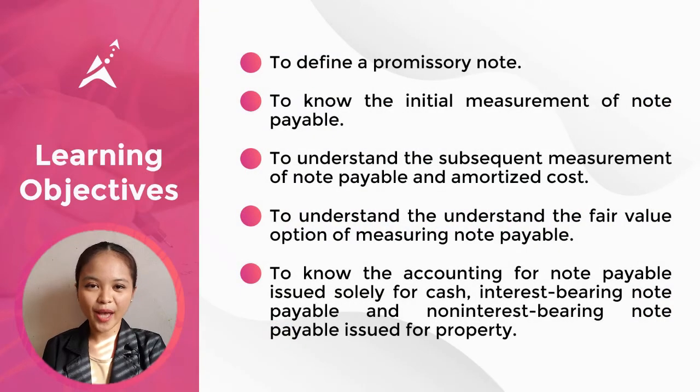In this video, I will tackle Chapter 8, which is about Note Payable. Under this chapter, we will define a promissory note, know the initial measurement of note payable, understand the subsequent measurement of note payable and amortized cost, understand the fair value option of measuring note payable, and know the accounting for note payable issued solely for cash and interest-bearing and non-interest-bearing note payable issued for property. Since you already have an idea of what we are going to discuss today, I hope you are now ready.